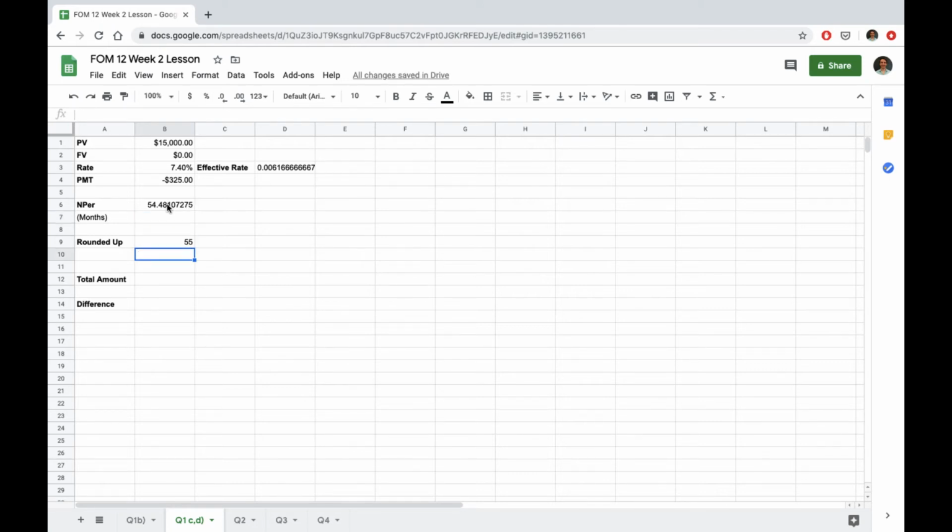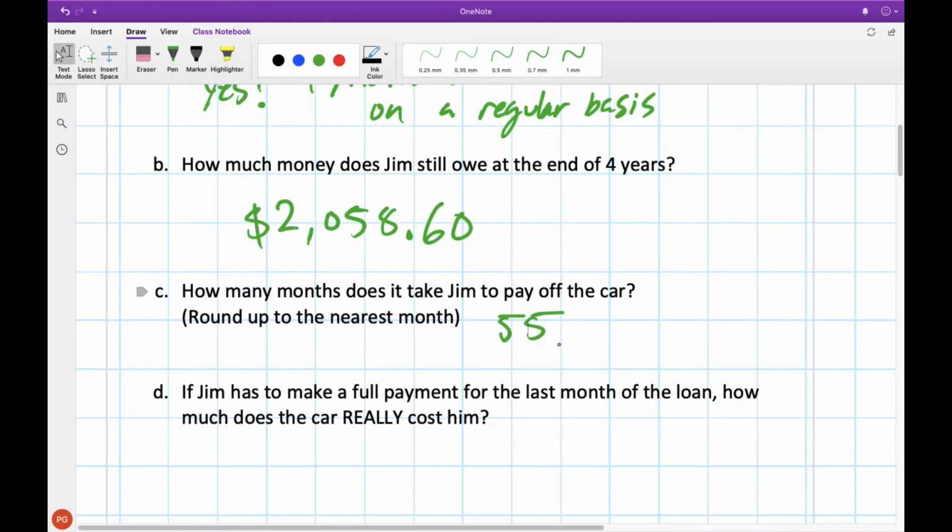We don't need to change the number of periods to number of years. Oftentimes we did that in these types of questions, but since it's asking for the number of months, which is the same as our number of periods, we don't have to do the conversion for this question. Our answer is just 55.